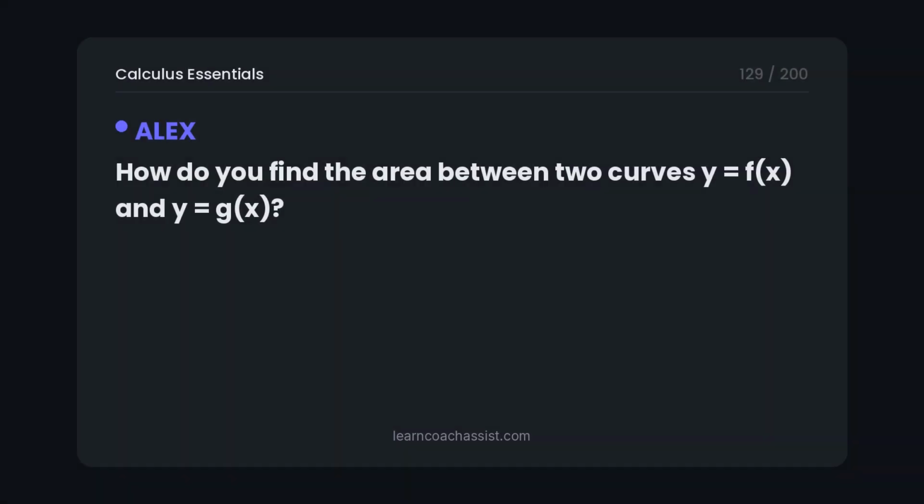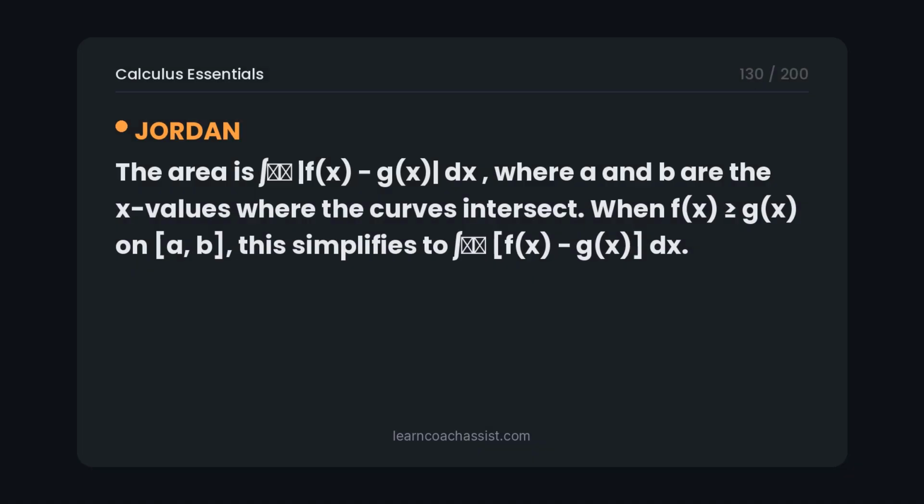How do you find the area between two curves y = f(x) and y = g(x)? The area is the integral from a to b of |f(x) − g(x)| dx, where a and b are the x values where the curves intersect. When f(x) ≥ g(x) on [a, b], this simplifies to the integral of f(x) − g(x) dx.